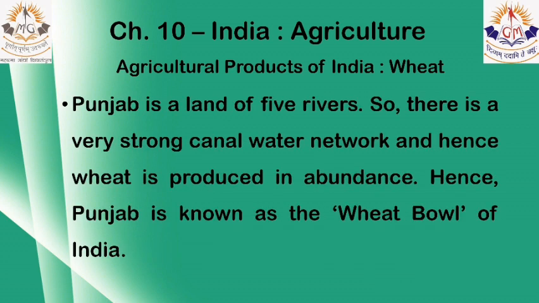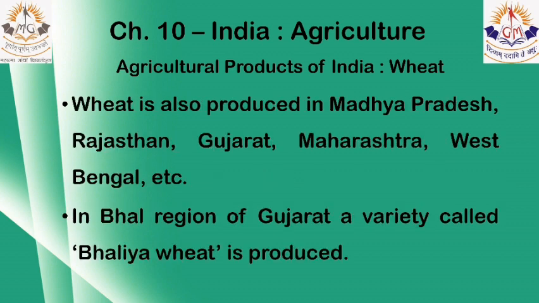Now, Punjab, as we just discussed, is a land of 5 rivers. So there is a very strong canal network, and hence wheat is produced in abundance, a huge quantity, and that is why Punjab is known as the wheat bowl of India. Yes, Punjab is the state which produces the maximum wheat. Try to find out through the internet where the wheat bowl of the world is.